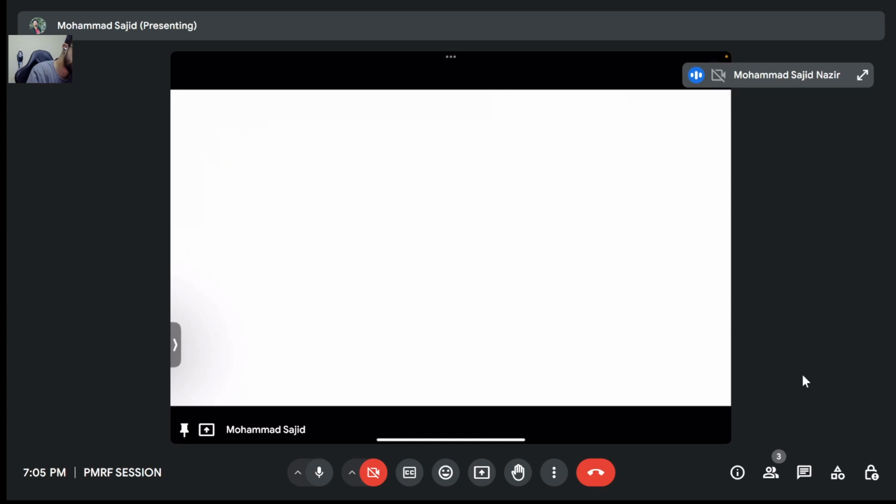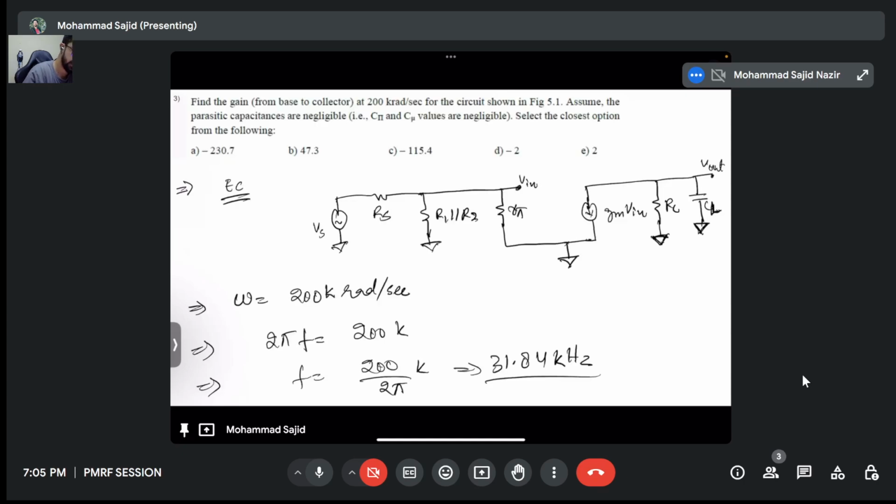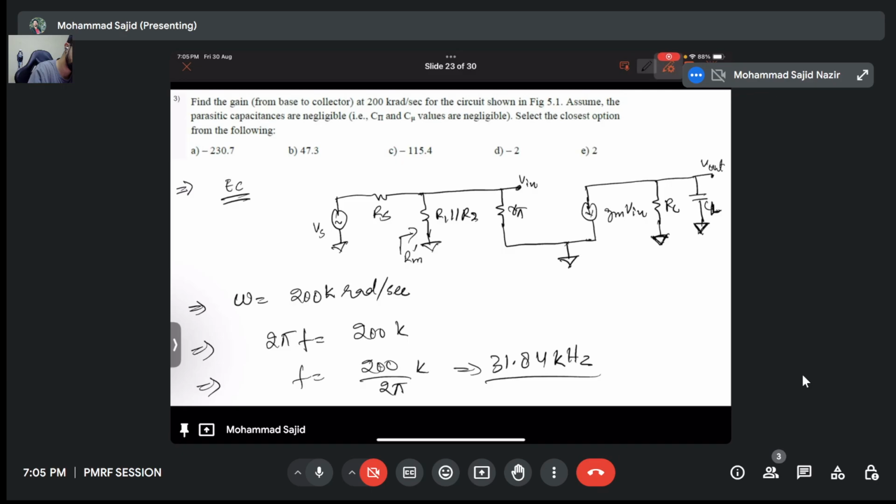First, what will be V in? Can you tell me what will be V in? Let's say this is R in dash. So my V in will be equivalent to the simple voltage divider: R in dash divided by R in dash plus RS, multiplied by Vs. So this will be my V in.